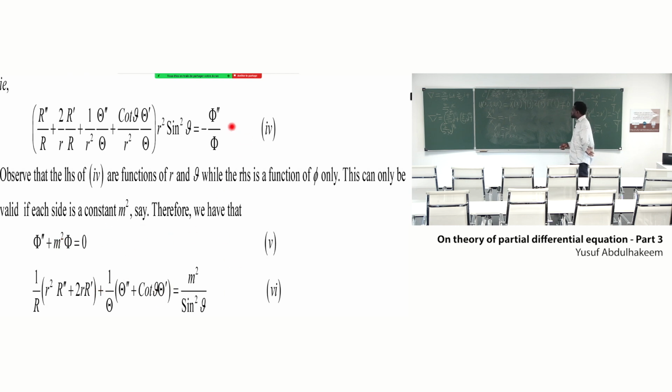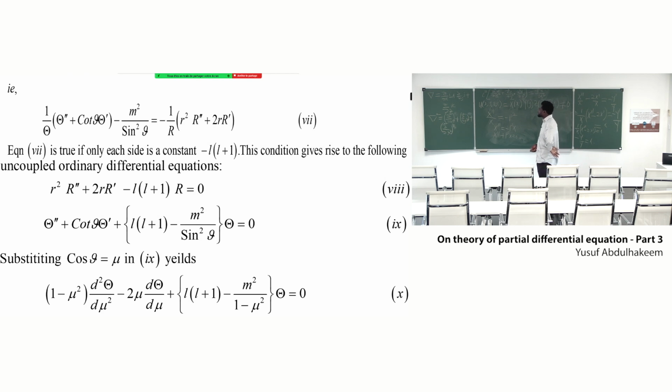Now, again, by the time we separate them, we equate the right-hand side to a constant, which we call m square. So by the time we separate them, we are going to have this, then this as the second equation. Then we are going to separate R and theta. For us to do that, we are going to assume another constant, so each side is a constant of this.